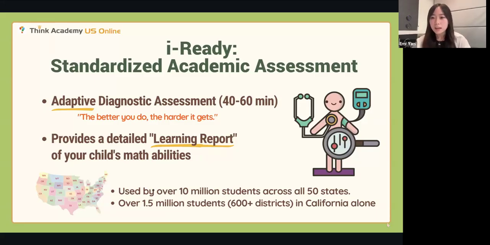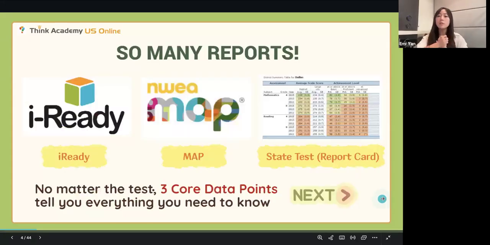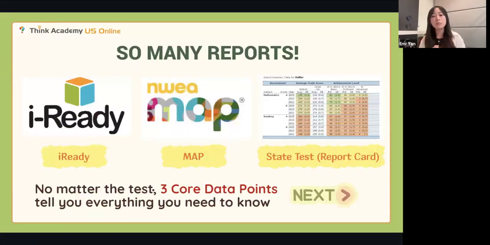All right, some of you may have heard of iReady, some of you may not be that familiar, but we all see a lot of reports in our real life. In your school, your kid is going to take iReady, or it could be MAP, it could be STAR, or at least it's going to be a state test. For the state test, you're going to receive your report card, but no matter what test it is, there are three things that you're going to focus on. Once you understand the three core data points, you will be able to know everything that you want to know about your kids.